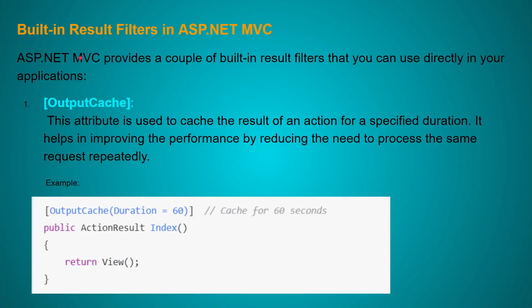So we have built-in result filters in ASP.NET MVC. ASP.NET MVC provides a couple of built-in result filters that you can use directly in your application. The first one is OutputCache. This attribute is used to cache the result of an action for a specific duration. It helps improve performance by reducing the need to process the same request repeatedly. Here we have given the OutputCache attribute. The duration is 60 seconds.